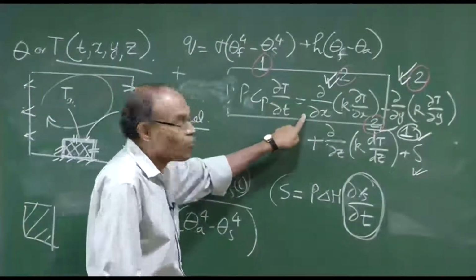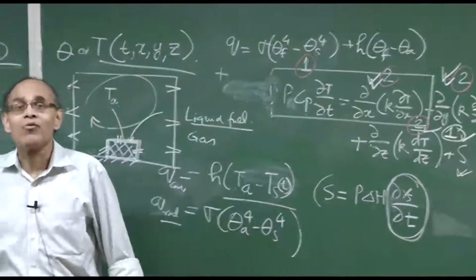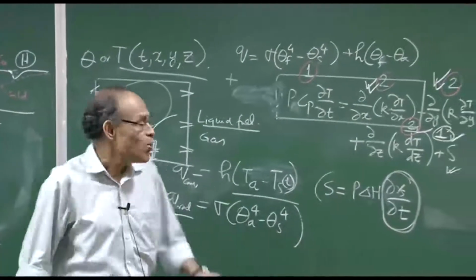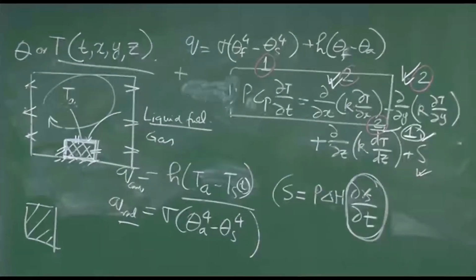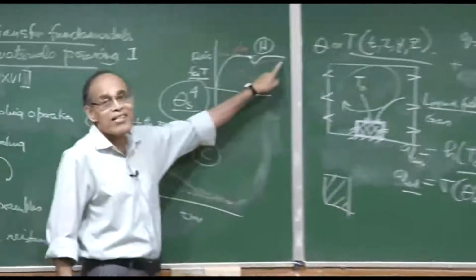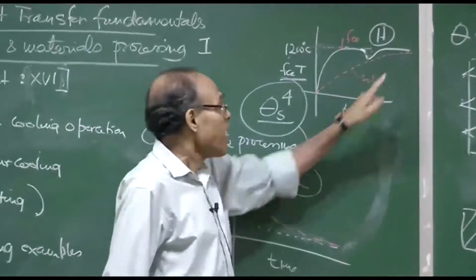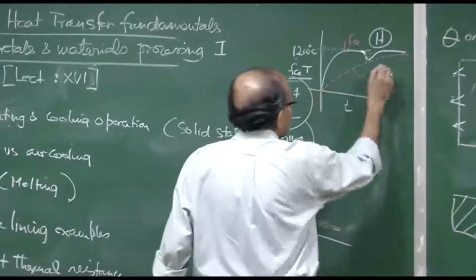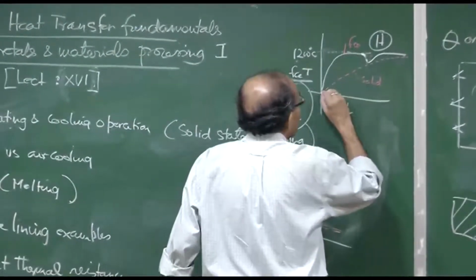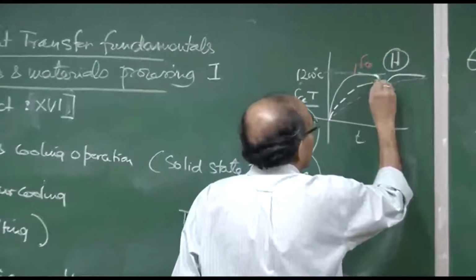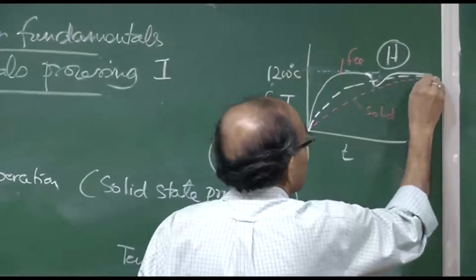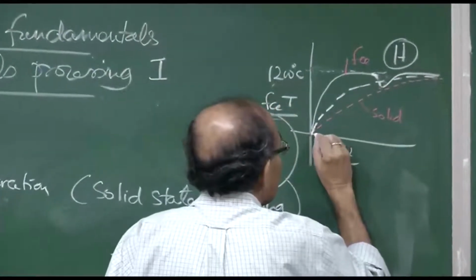If you have one equation, one unknown, and the right number of initial and boundary conditions, we should be able to solve this expression. Once we solve it, we should be able to generate these curves, and we can say that look, this is the average temperature. On the other hand, this could be the surface temperature, and this could be the center temperature.